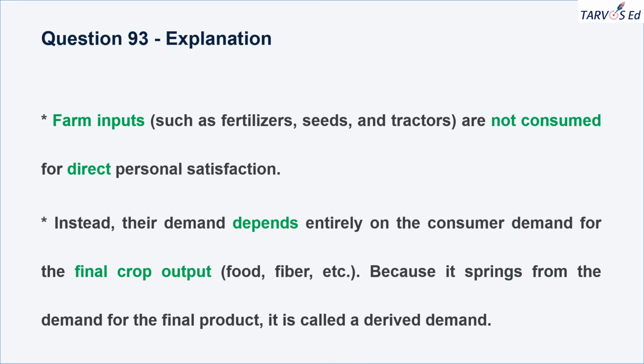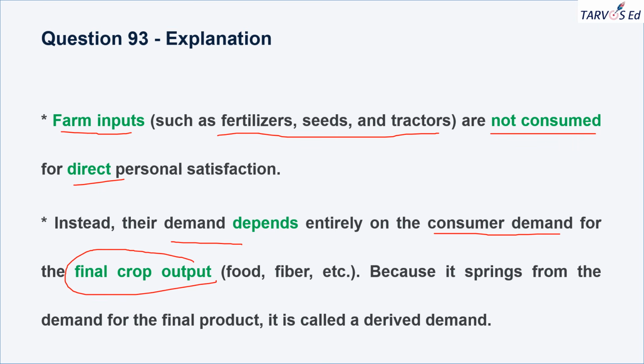So here we go with the explanation. Farm inputs such as fertilizer, seeds or tractors are not consumed directly, and they don't give any personal satisfaction. Okay. This demand depends entirely on the consumer demand, that is the demand for the final crop output. If the final crop output is demanded more, then obviously the inputs will be demanded more. We are deriving the input demand, that is why we call it derived demand.